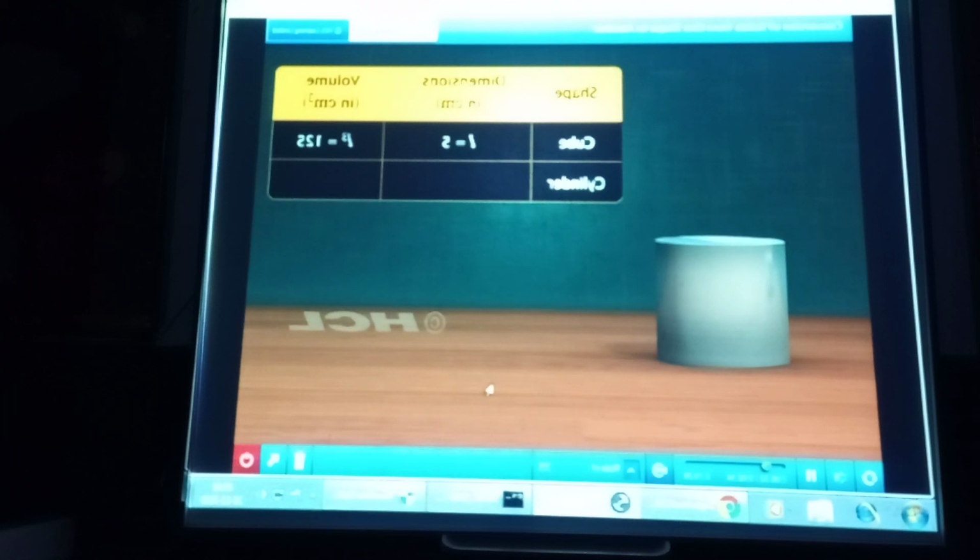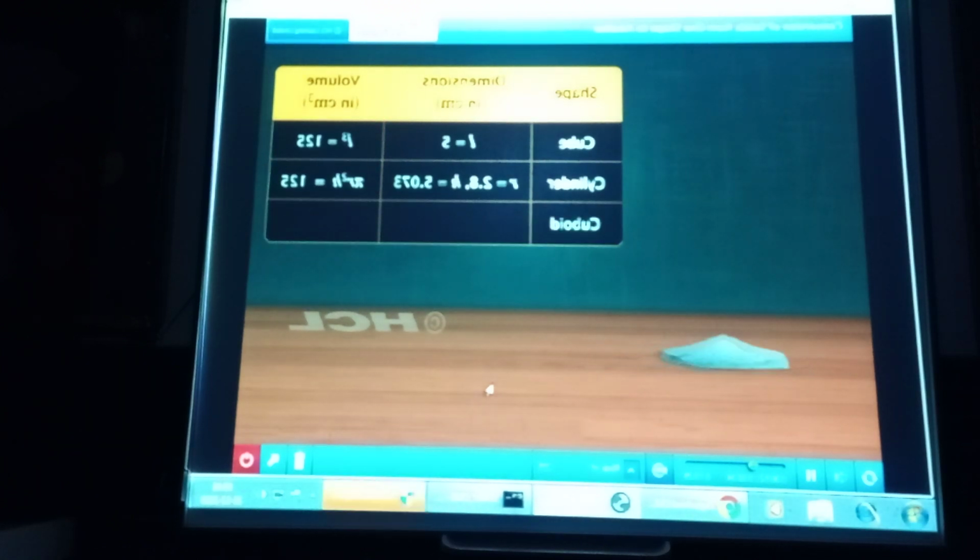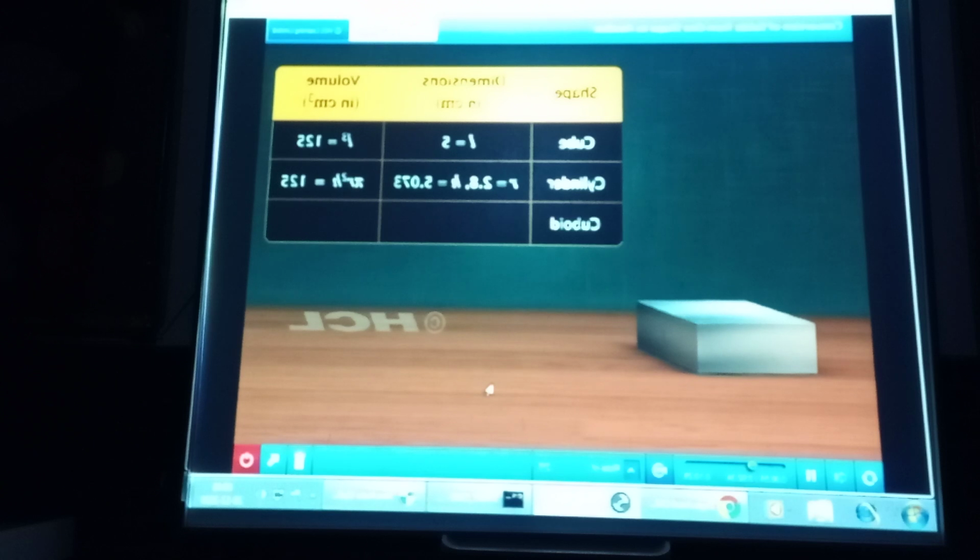The diameter of the cylinder is 5.6 centimeters. And the height is 5.073 centimeters approximately. Hence, its volume is around 125 cubic centimeters. Thus, the volume of the cube and cylinder are the same. Next, let's convert the cylinder into a cuboid. So, the volume remains the same.